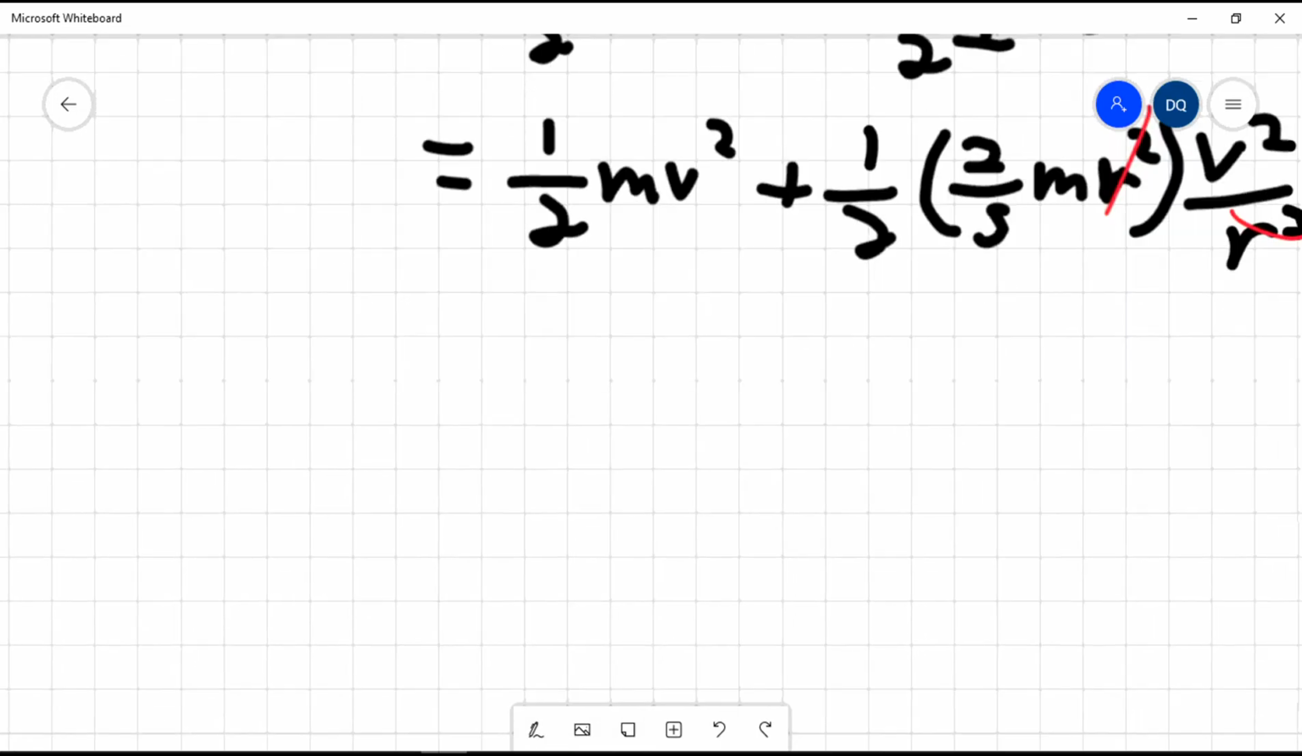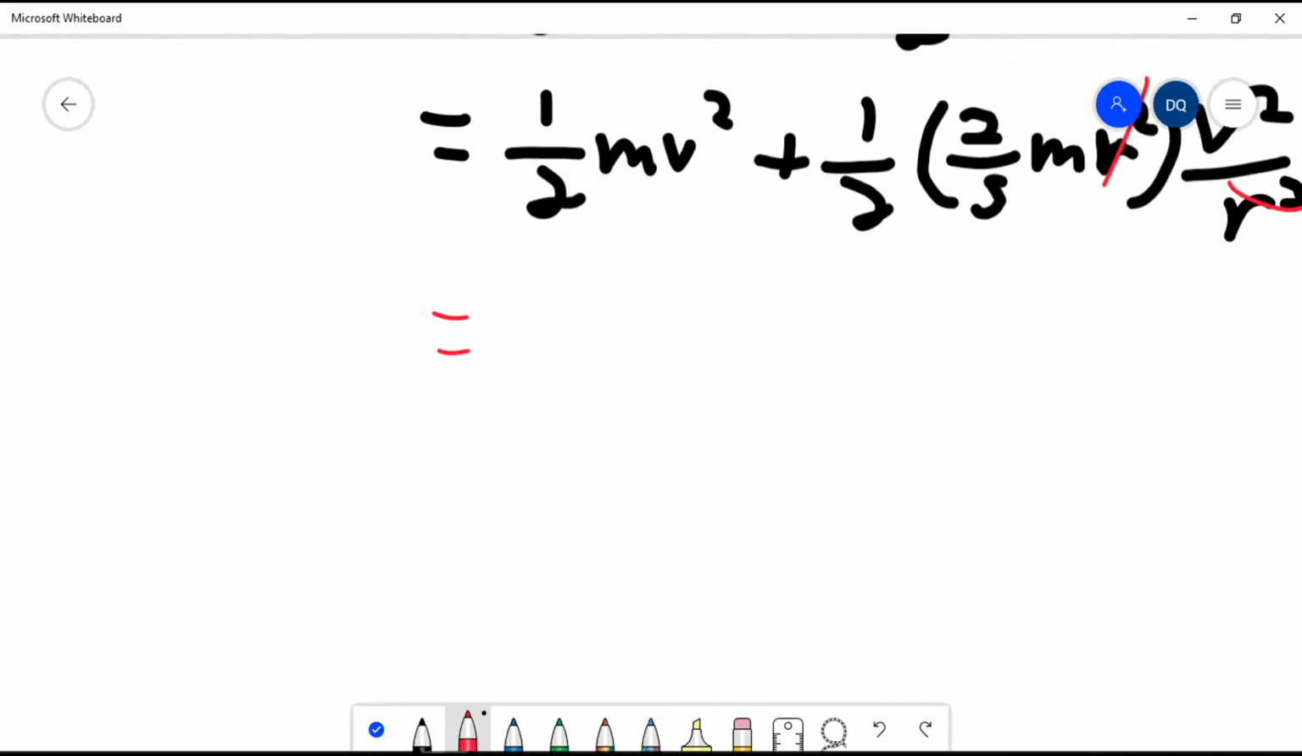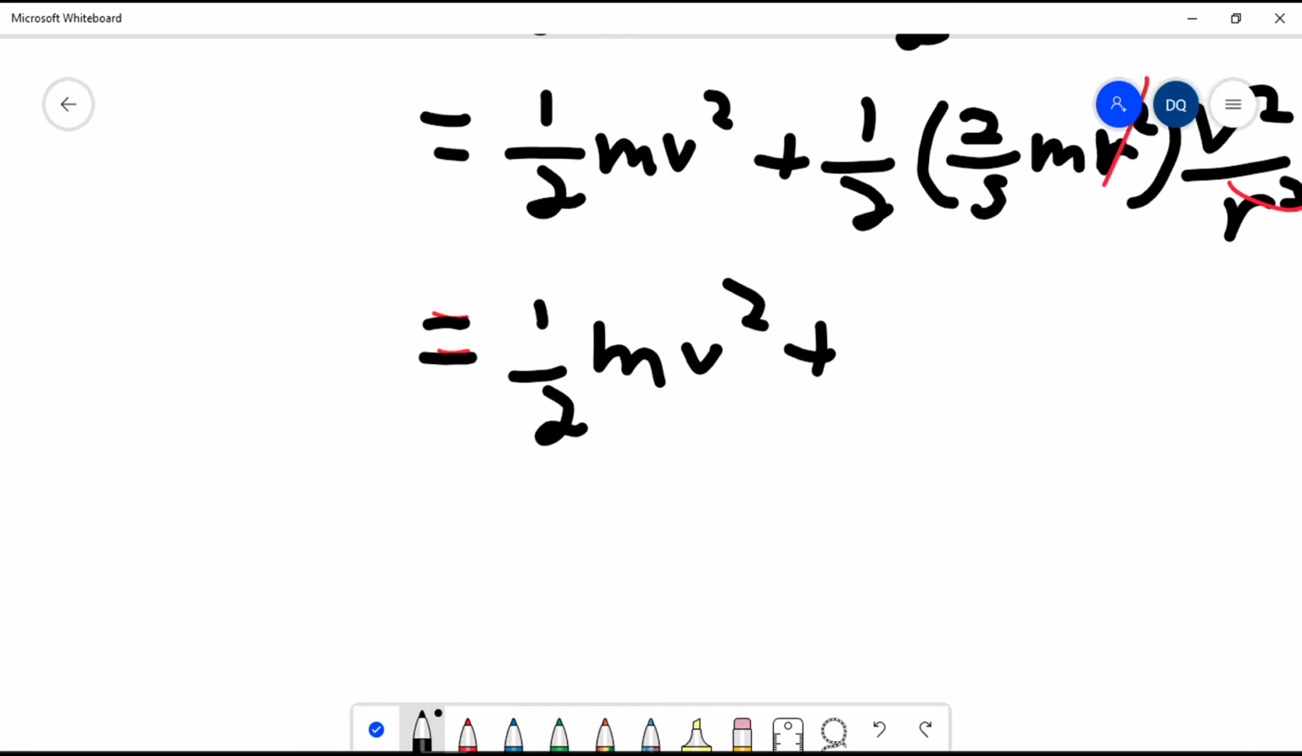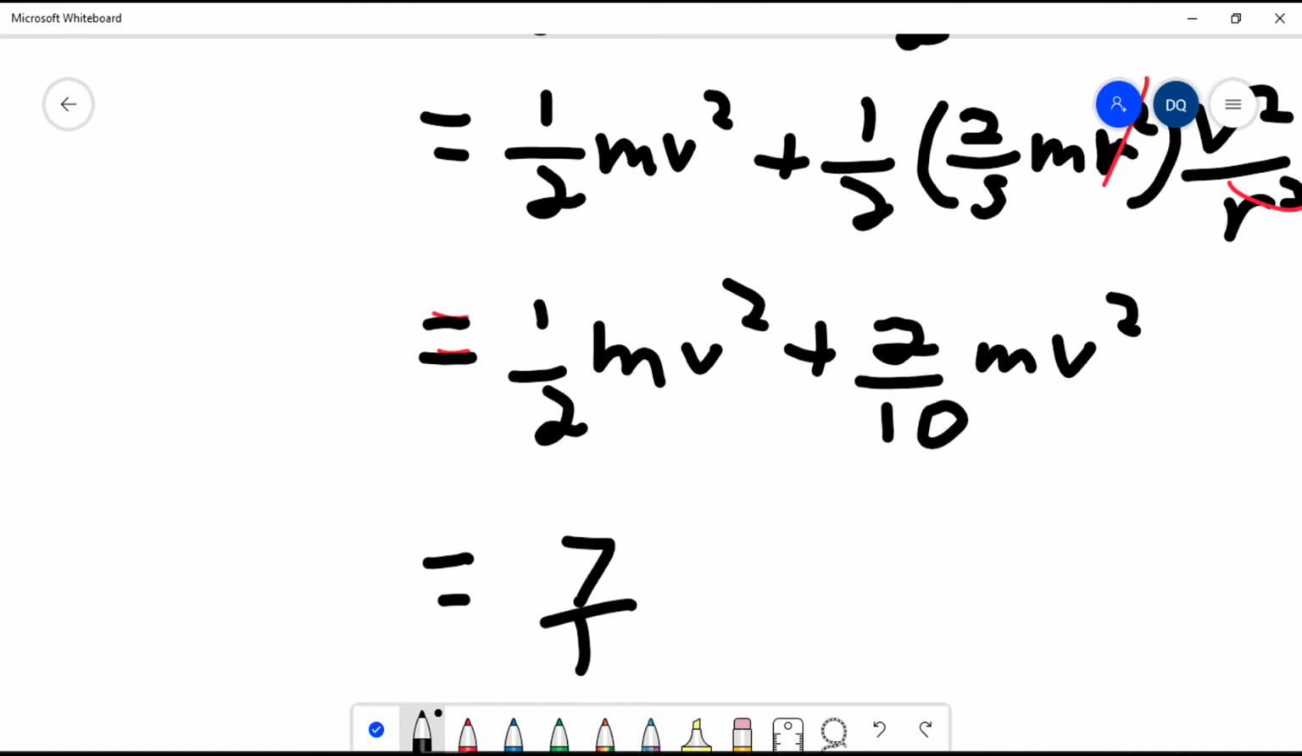And what that leaves us with is 1/2 mv squared plus 2/10 mv squared. So we have 5/10 plus 2 more tenths is 7/10 mv squared. That is the kinetic energy of a rolling ball. And again, that's if the ball is solid.